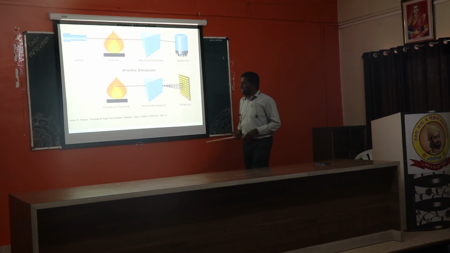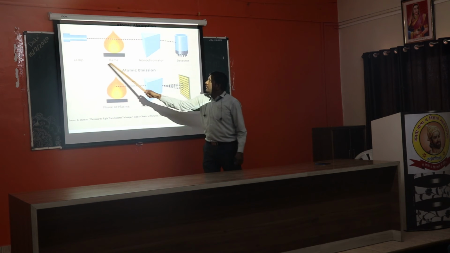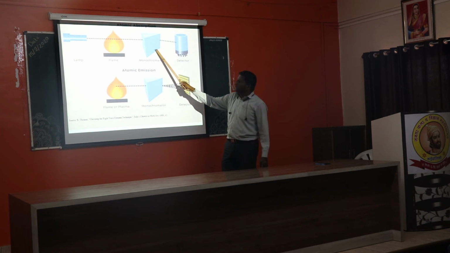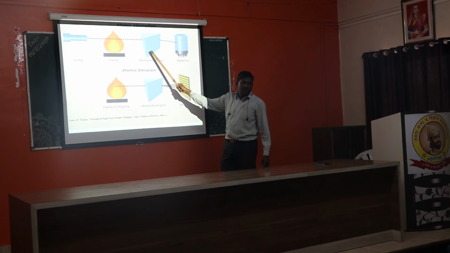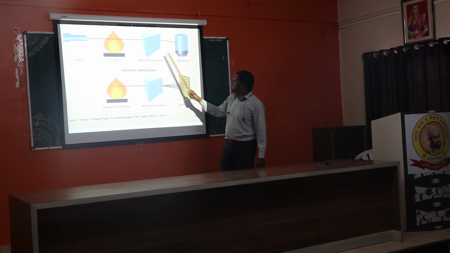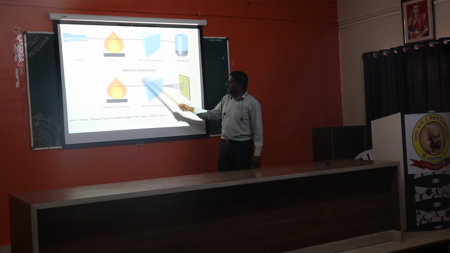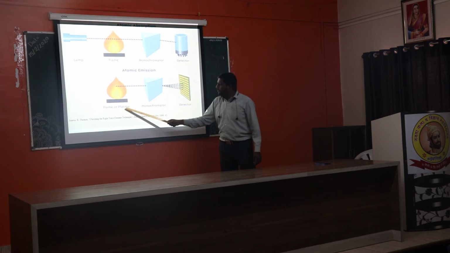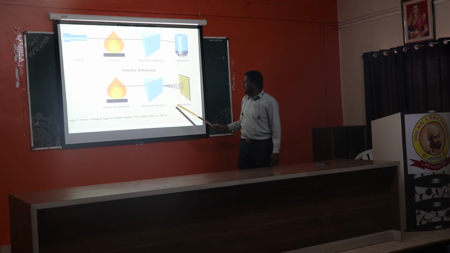Next point. Now see here: lamp, flame, monochromator, here is a prism, not a grating, and detector. In this way, the sequence is there. Here, atomic emission: flame or plasma, monochromator and detector. In this way, you can judge what type of spectroscopy this is.